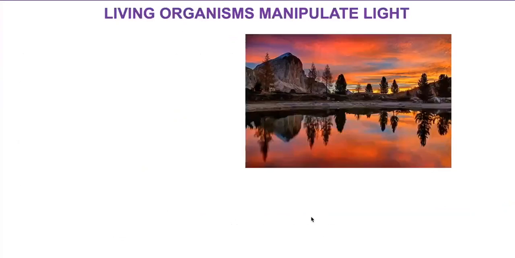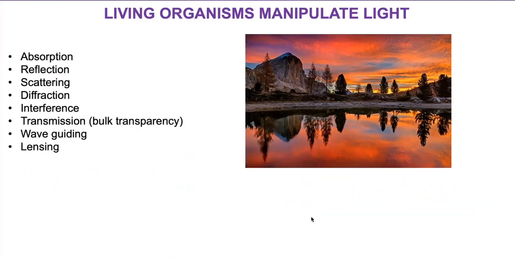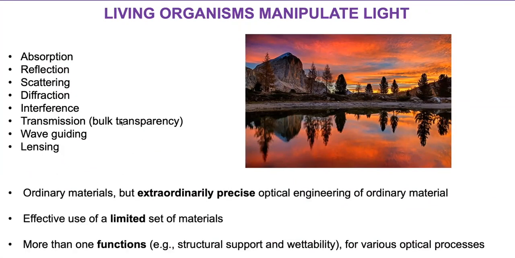And living organisms manipulate color and manipulate light, and that is how they can generate colors. And how they do it is through these phenomena: absorption, reflection, scattering, diffraction, interference, transmission, or waveguiding and lensing.